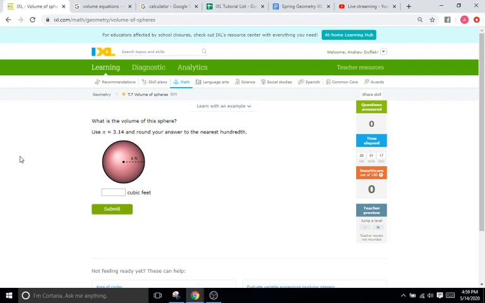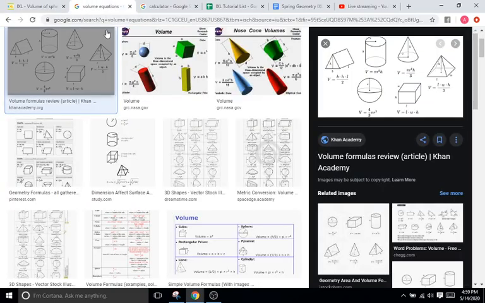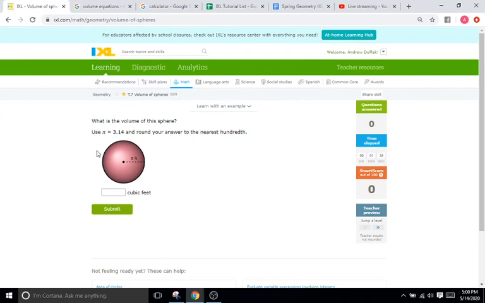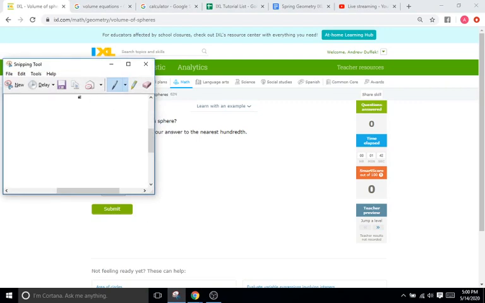This is Mr. Duffick, and today we are doing IXL T7, which is finding the volume of spheres. So I have my volume equation here that I just quickly Googled. I just Googled volume equations, and right here we have our volume of a sphere. Volume is 4 over 3 times pi r cubed. Okay, and so this IXL just looks like a series of spheres we're going to be finding the volume of.